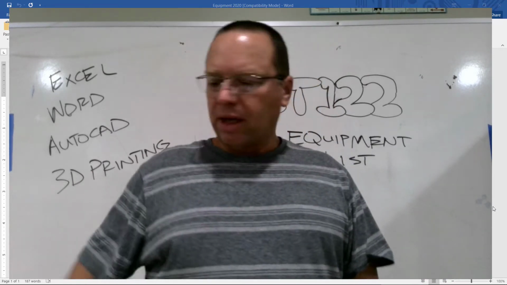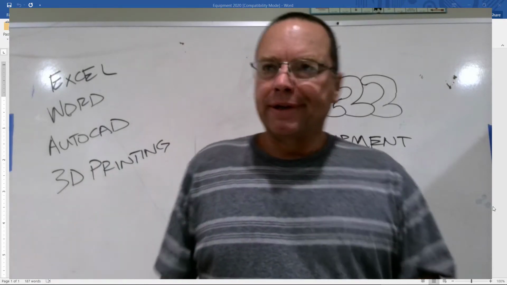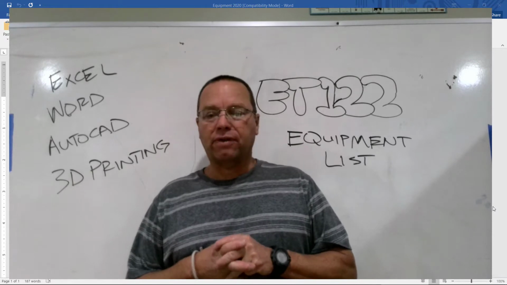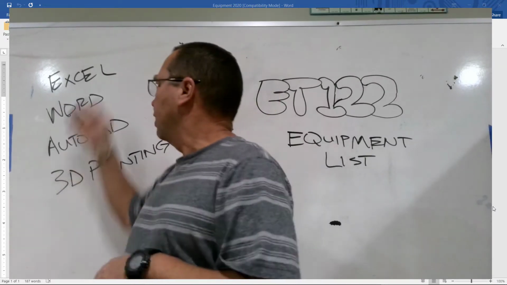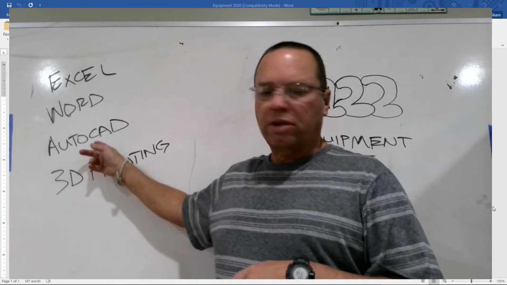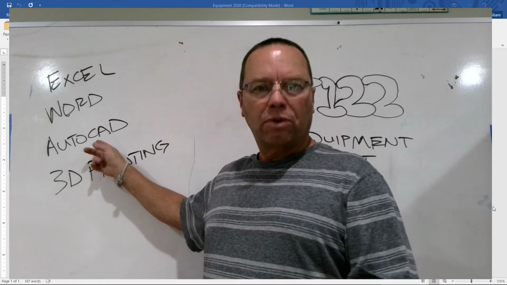I'm going to go through the list real quick, and then I have a lot of it here to show you the physical stuff. In addition to the physical stuff, you're going to need access to Excel and Word and AutoCAD and some 3D printing. Don't buy AutoCAD. I have a free license. We'll download it when we need it.